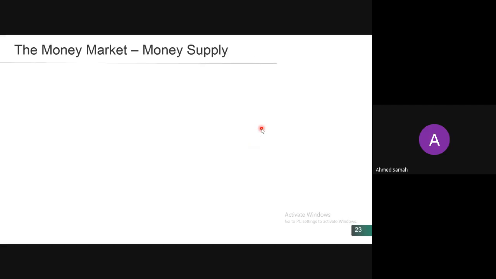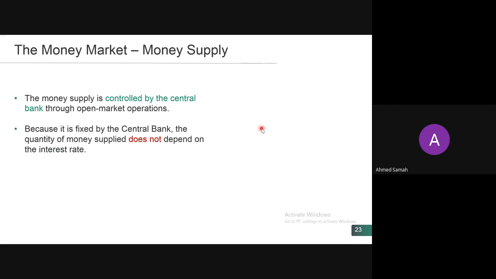Then the money supply. How does the money supply work? The money supply is controlled by the central bank through open market operations. Because it is fixed by the central bank, the quantity of money supply does not depend on the interest rate. So because of that, can anybody tell me how the money supply curve will look like?